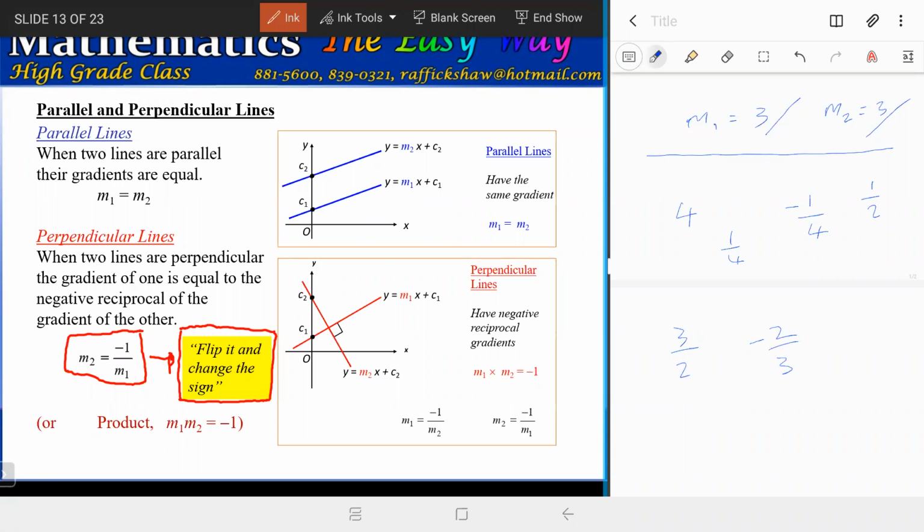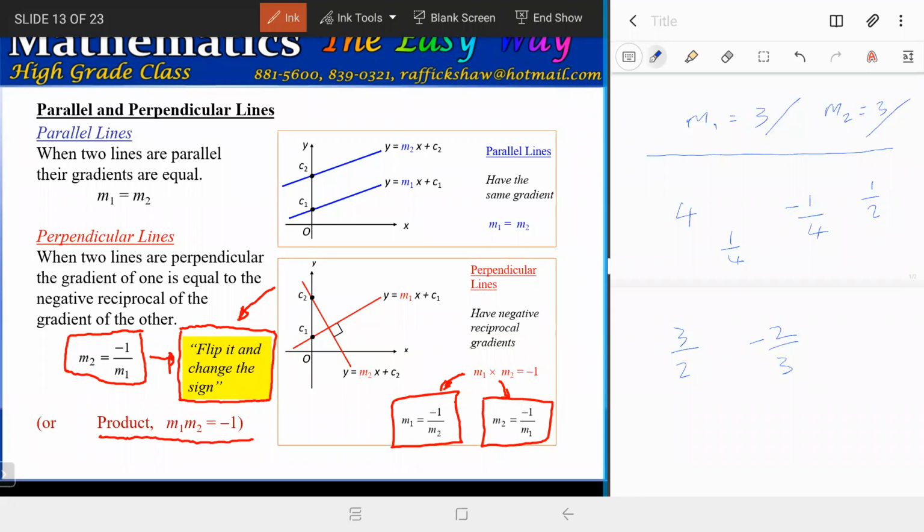Remember also that this is very important. The product of the gradients equals -1. These two formulae can be derived from this, and from that, so all of them are really saying the same thing. But for the purpose of calculating one gradient from another when the lines are perpendicular, this is what you want to be using. Flip it and change the sign.